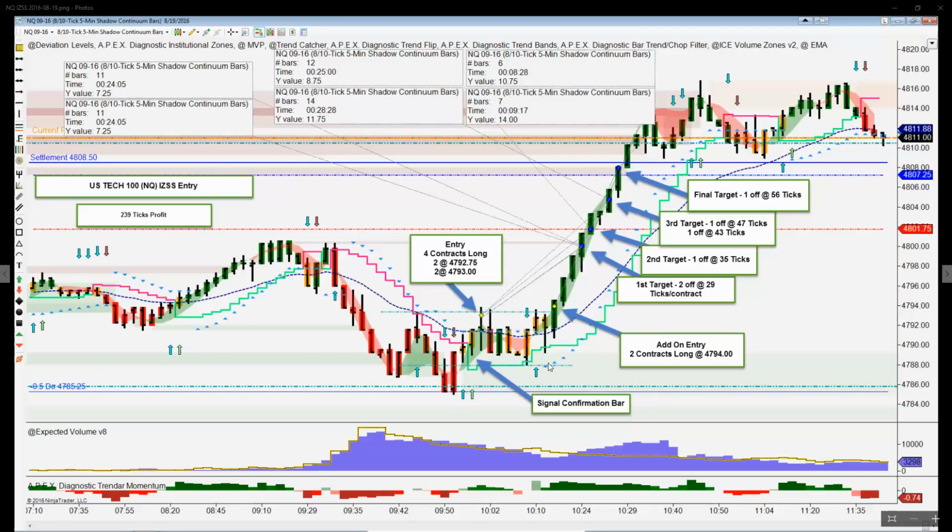If you look at my entry here, there's my signal confirmation bar, and I'm so used to doing it on ES that I use a buy stop order if I'm putting my order ahead of price. If I'm trading to enter on a retrace, I'll use a limit order, but if I'm putting my order ahead of the market, then I use a stop order.